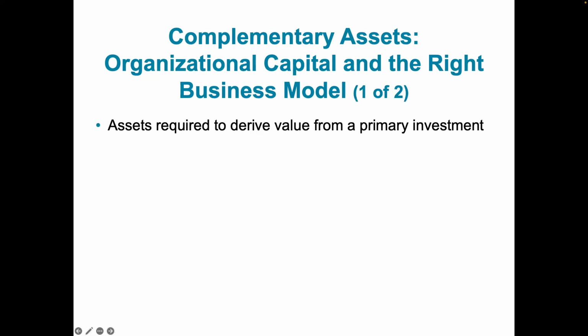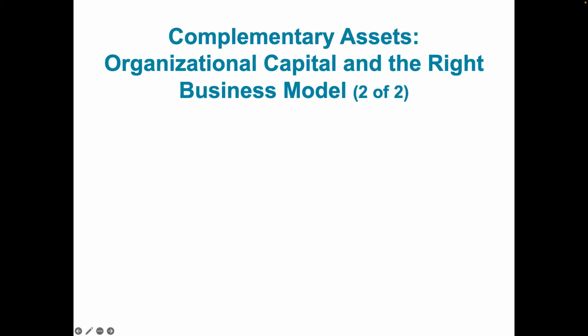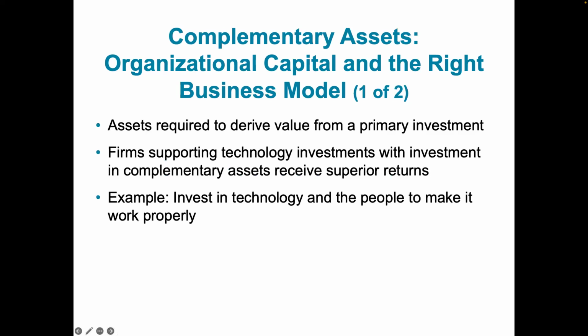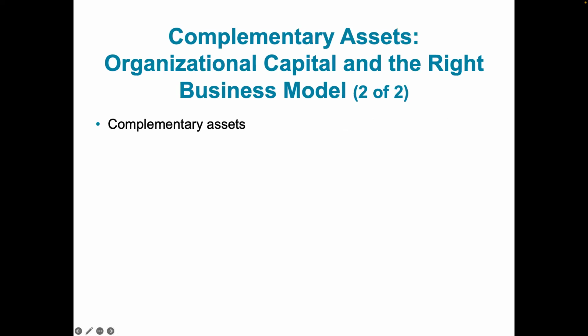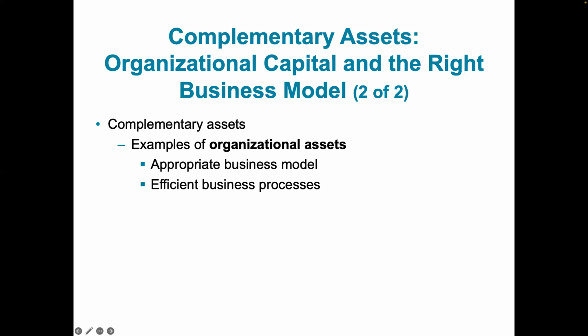And we're saying that we can have different kinds of complementary assets. Just taking people on training is an example of an investment in a complementary asset. So invest in technology and the people to make it work properly. This is a perfect example. But I want us to look at different categories of complementary assets, what we may refer to as organizational assets. Your business is completely physical.